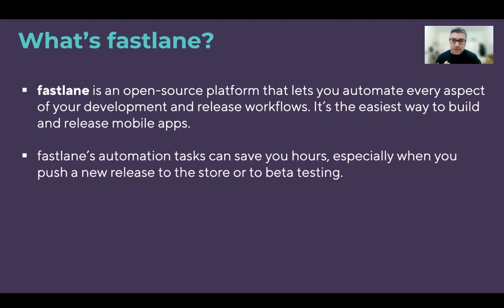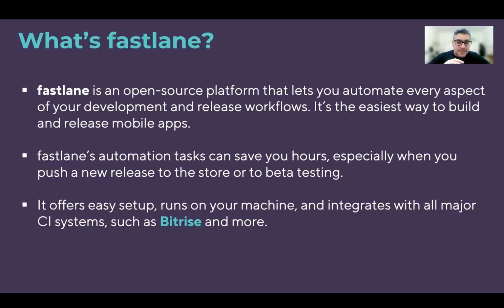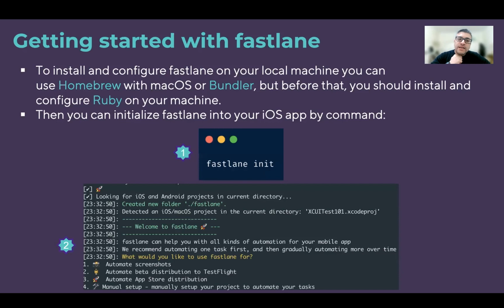Fastlane's automation tasks are called lanes. So you have different lanes, or different tasks, and each task can save you hours, especially when you push a new release to the App Store or for beta testing, for example. It offers easy setup, runs on your machines, and integrates with all major CI systems such as Bitrise and other CI servers.